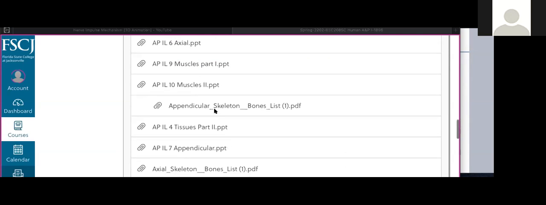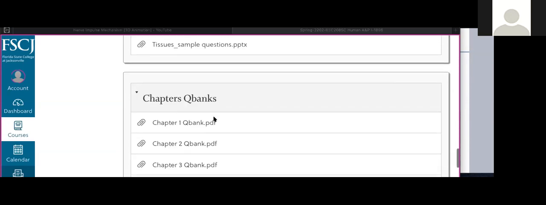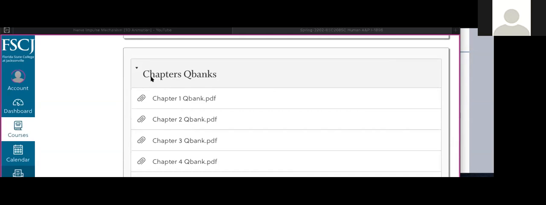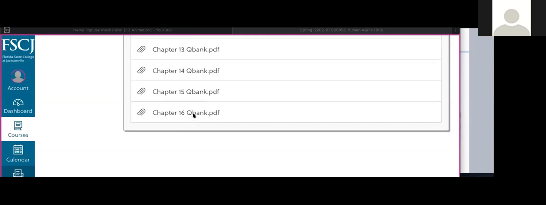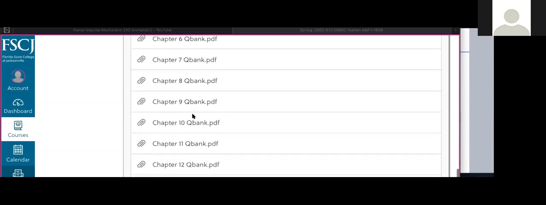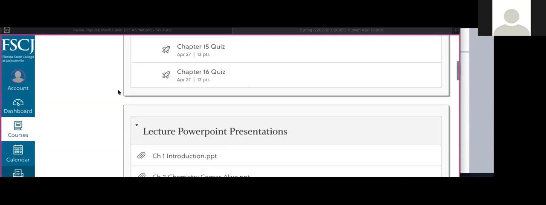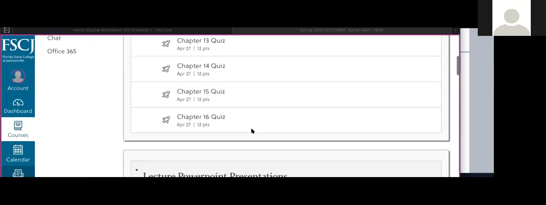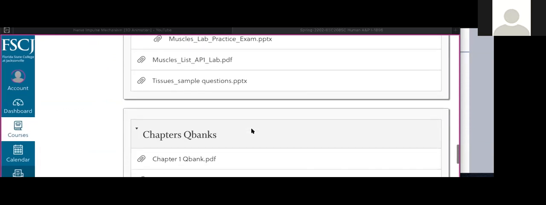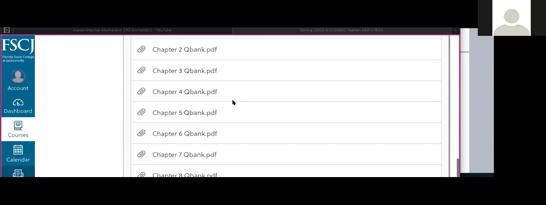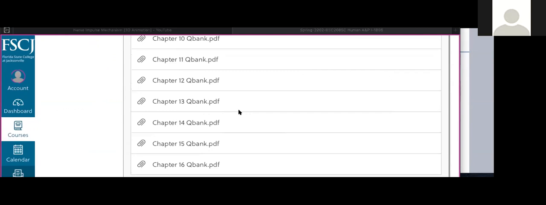All right, so this is where you can find the lab files. Also, you have the QBanks here. I've created a module and I added all the QBanks, for those of you who were asking how you can access the QBanks if you don't have the files tab anymore. So I've posted them here for you on the home page on the course Canvas.